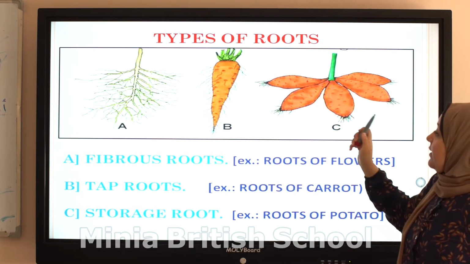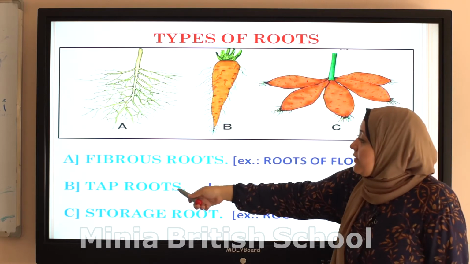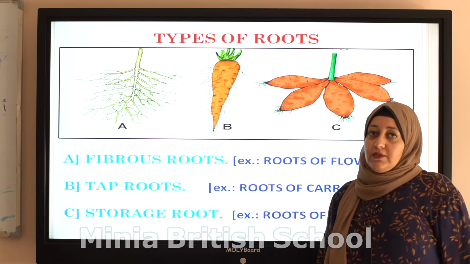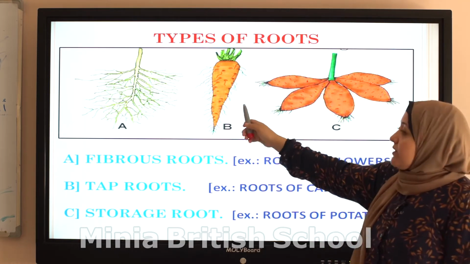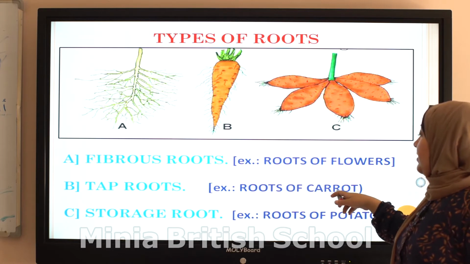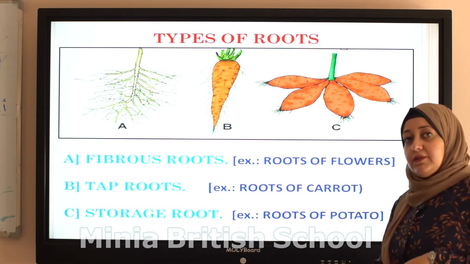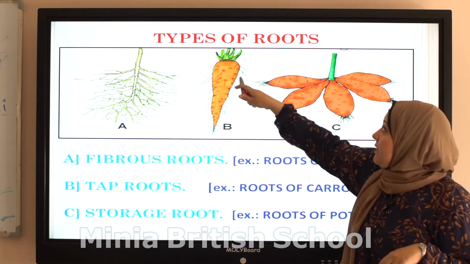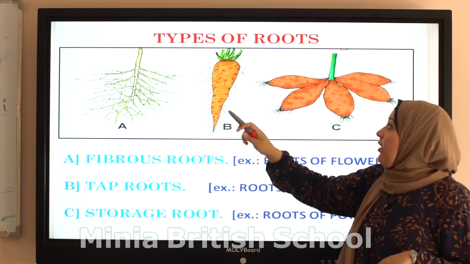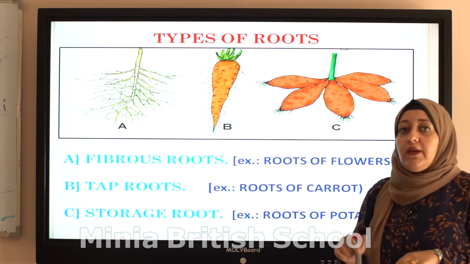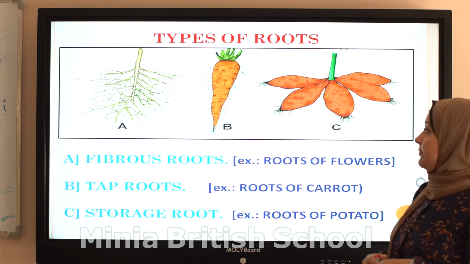Okay. The second type is called the tap roots. Tap roots, okay? Where can we find them? We can find them in the carrot. Do you know the carrot, which we eat? It looks like the carrot, as you can see, okay? It's also a type of root, and it's found under the soil.